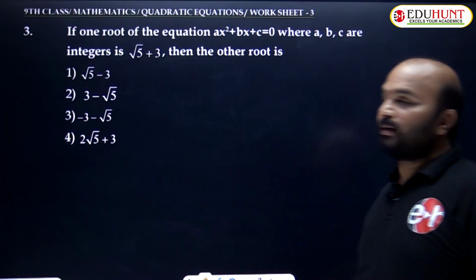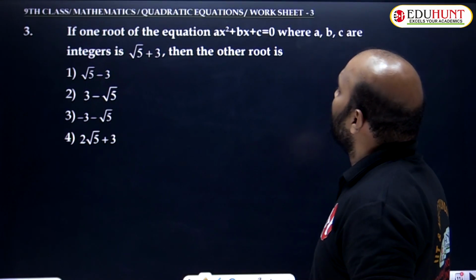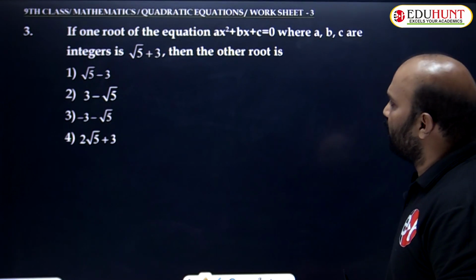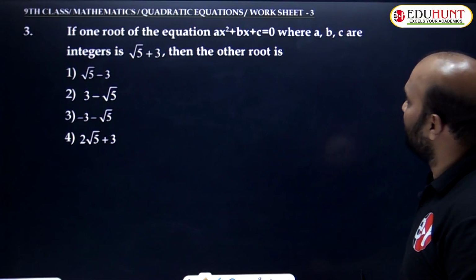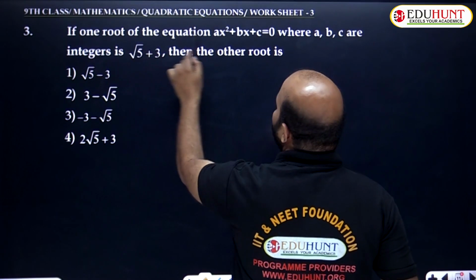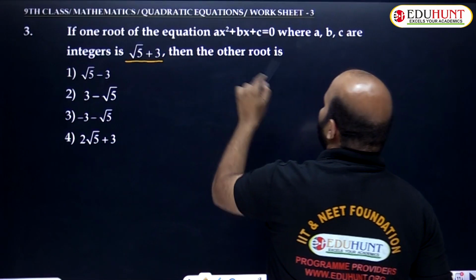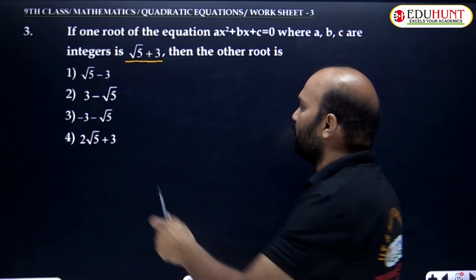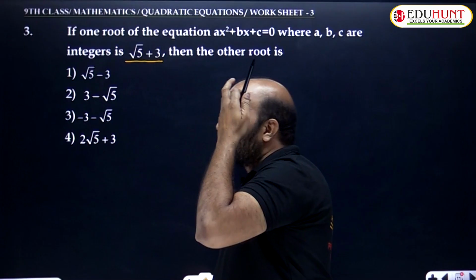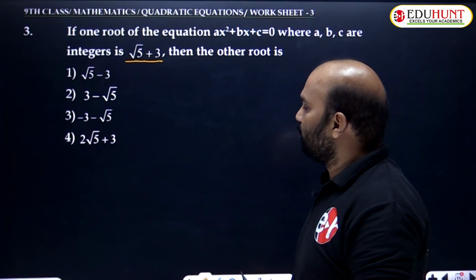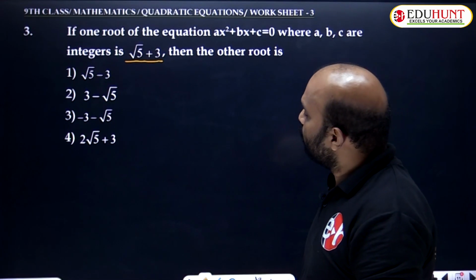So let's go to question number 3. If one root of the equation ax square plus bx plus c equal to 0, where a, b, c are integers, is root 5 plus 3, then the other root is: option 1, root 5 minus 3; option 2, 3 minus root 5; option 3, minus 3 minus root 5; option 4, 2 root 5 plus 3.